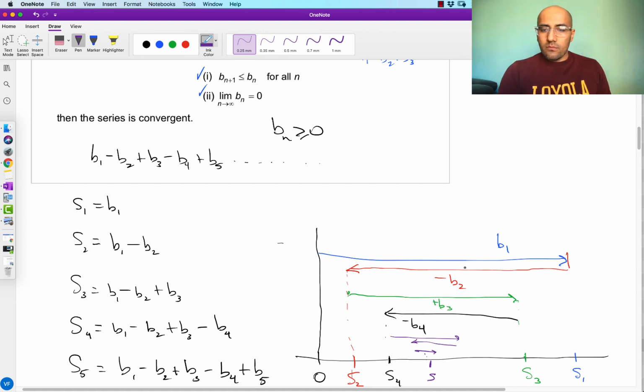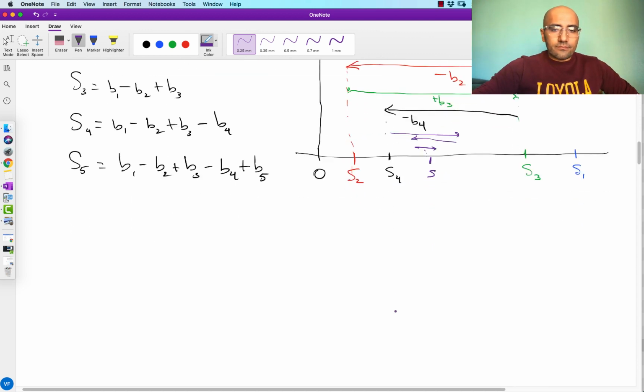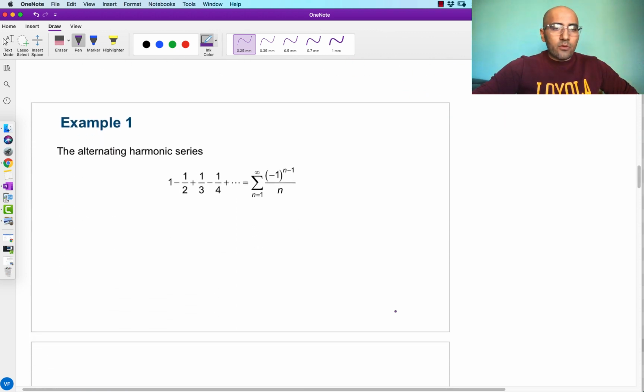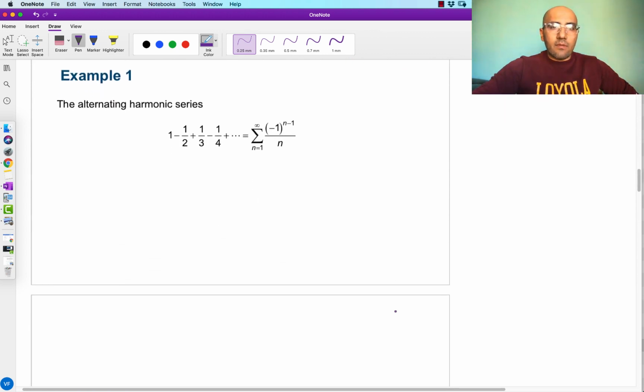So hopefully I've convinced you in some general way that this has some merit. Let's look at an example. So example number 1, let's look at the alternating harmonic series, right?